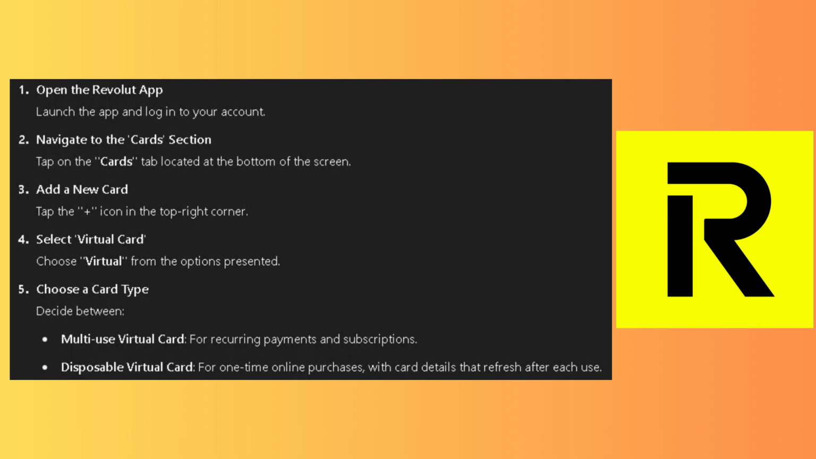Add a new card. Tap the plus icon in the bottom right hand corner. Select virtual cards. Choose virtual from the options presented. Choose a card type. You can choose between a disposable virtual card, which is only for one-time purchases, or a multi-use virtual card for recurring payments and subscriptions.